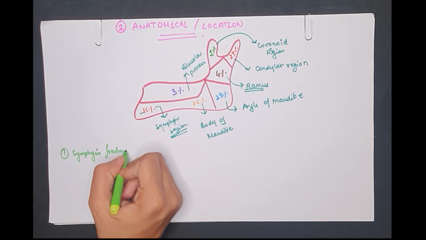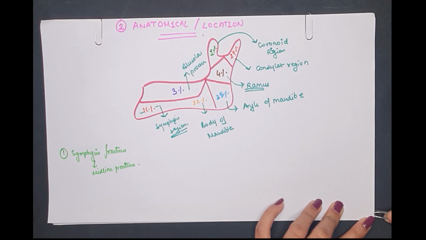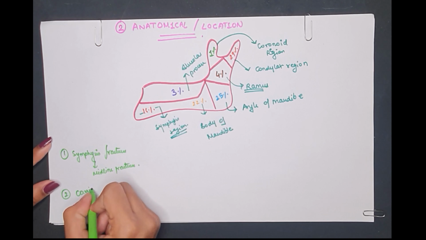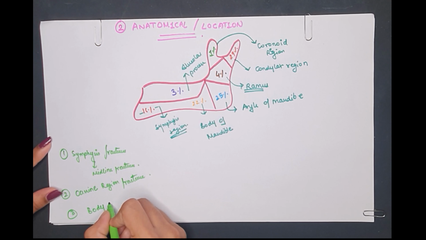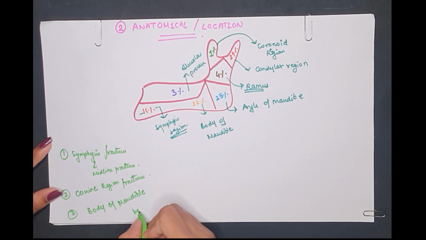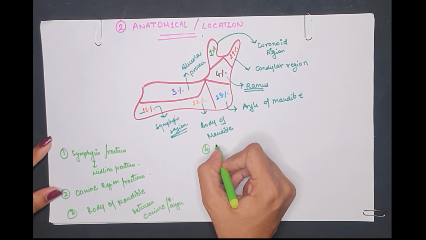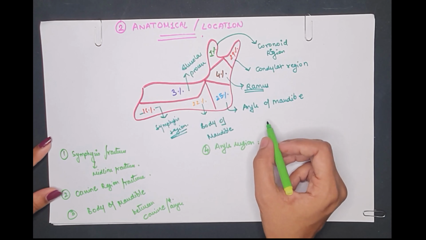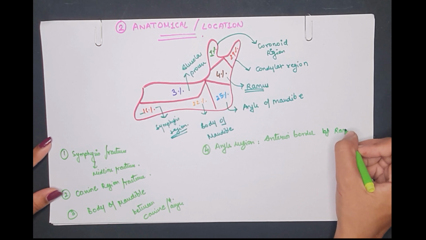As we can see, the symphysis fracture is usually the midline fracture, and canine region fractures are seen. There is also a fracture between the body of the mandible, the canine, and the angle. The angle region fracture is usually bounded by two borders, that is the ramus and the posterior superior attachment of the masseter.